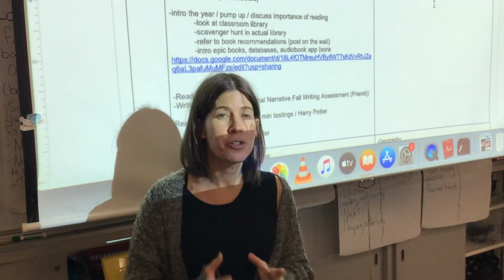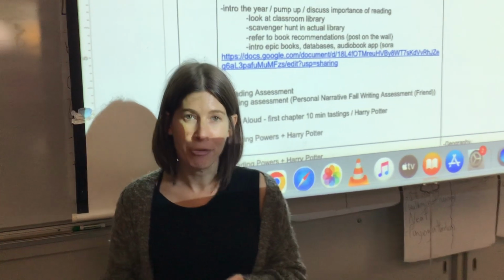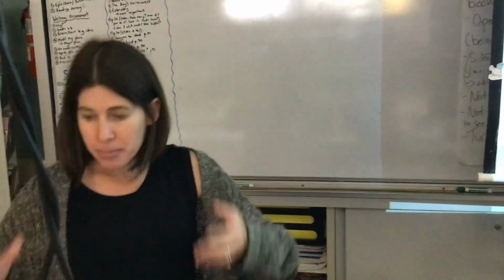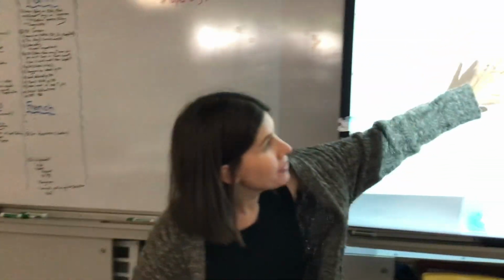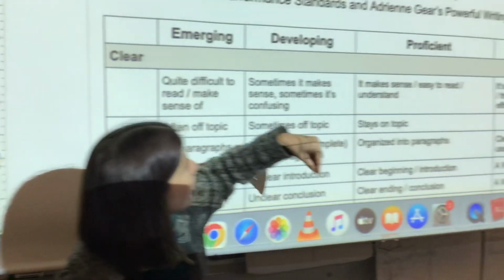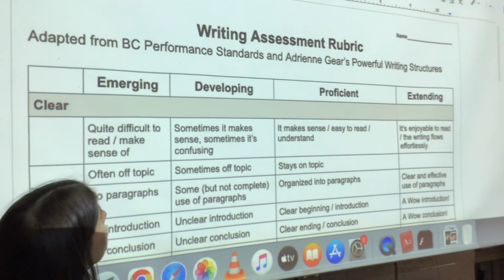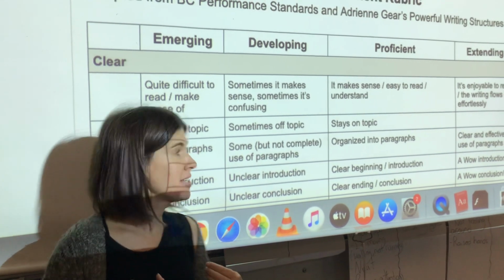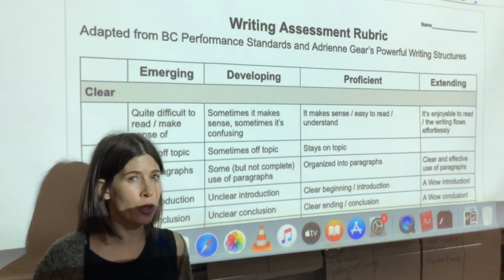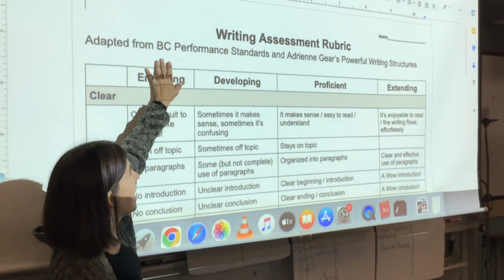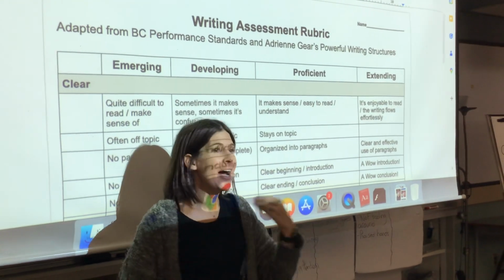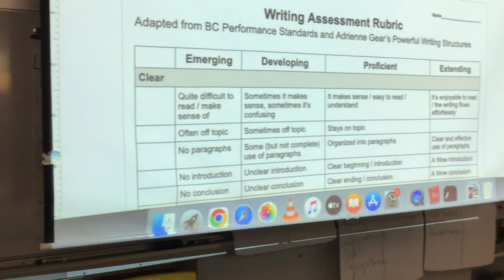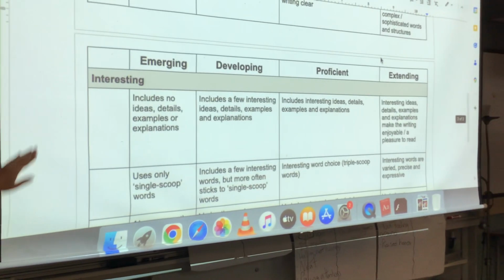I would suggest doing a personal narrative, so I have them for the first one write about a friend, and then you're going to assess them using some consistent rubric. So I've made this rubric. I tried using the BC Performance Standards, but because I have my kids self-assess as well as I assess, there were just too many words on there. So I've adapted it from that as well as how I teach my writing, which is with the two main goals. Is your writing clear? And is your writing interesting?